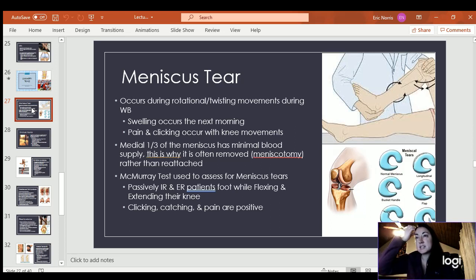All right, meniscus tears. Typically they occur during rotational or twisting type movements while the patient is weight bearing. Meniscus tears, although it would be an acute injury, there may be a chronic setup to that injury, where they've been tearing down and irritating the meniscus for a while, and then finally it tears. Typically, there is pain at the time of injury, but the swelling is not noticed until the next morning. So it's not an immediate swelling.